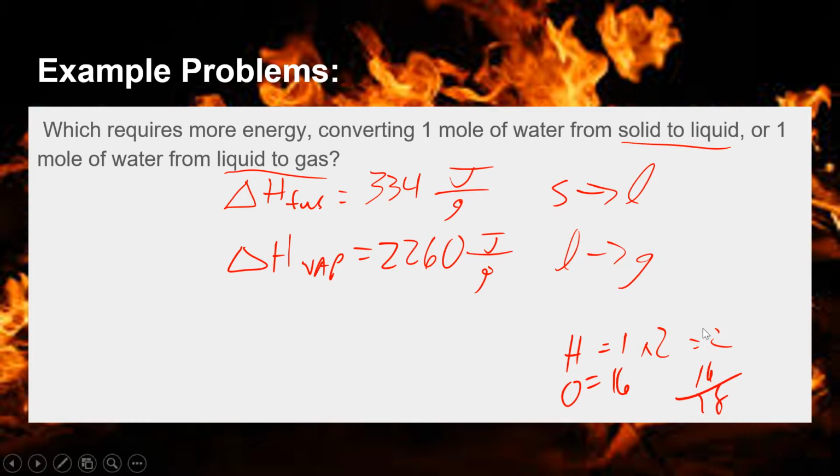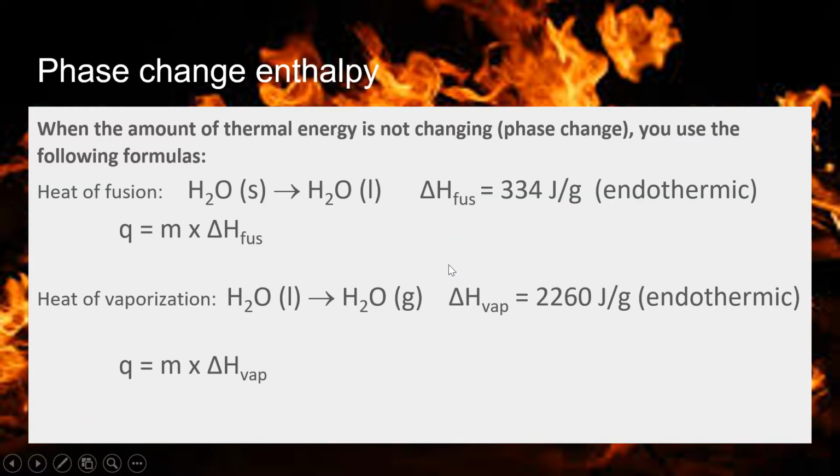So if I'm going to use 18 grams of fusion or 18 grams of vaporization, the number for vaporization is going to be bigger because this is a bigger number. So converting 1 mole of liquid to gas requires more energy. All right.